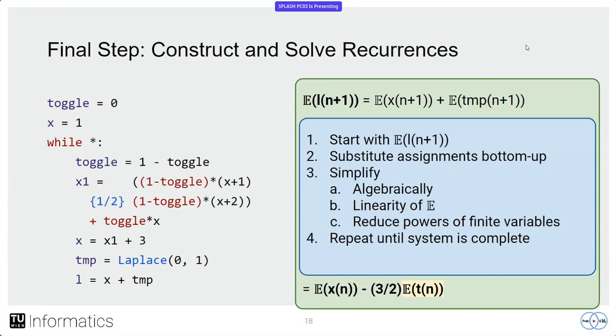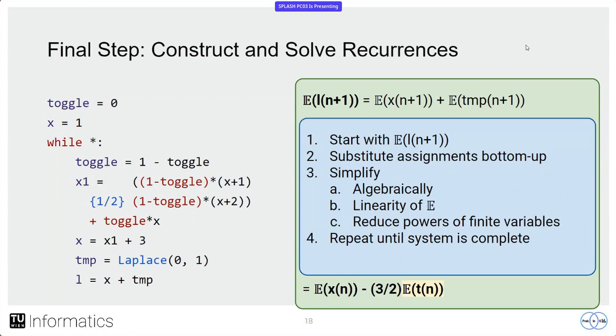So the algorithm is roughly: you start with the goal you want to compute, which can also be a higher moment, and you substitute the assignments bottom up. You simplify both algebraically and using properties of the expected value operator. You reduce the powers of finite valued variables. So if on the bottom we would have the expected value of t squared, we would just scrap the square because t is binary.